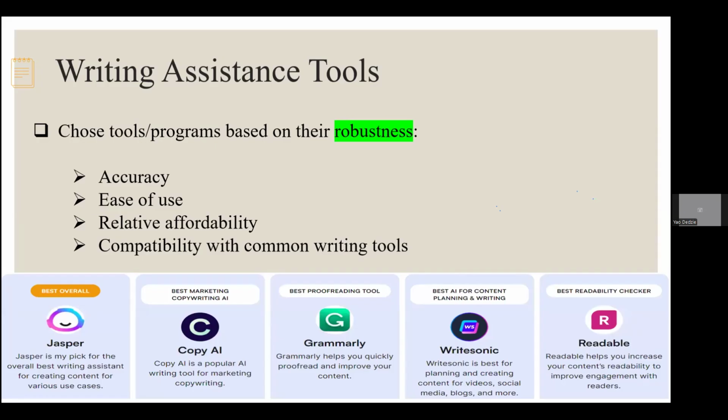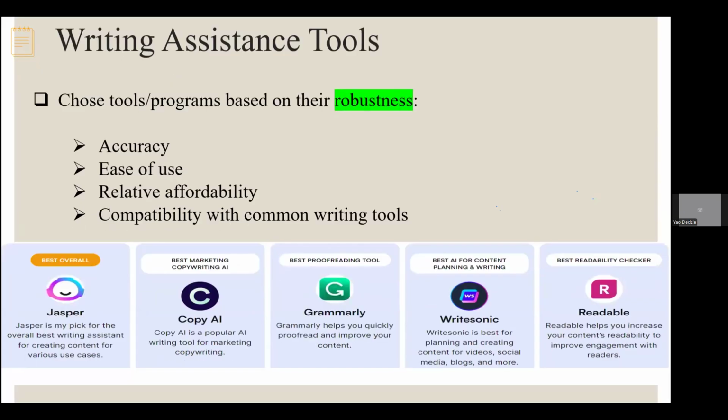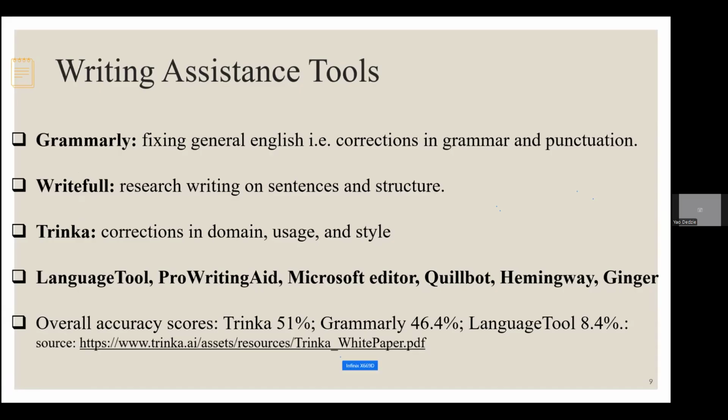So these are some of the tools we have. You can see it on your screen. We have Jasper, we have Copy AI, we have Grammarly, and then we have Readable. Picking them one by one, these are the common ones that we all know, or we all have in our system. So Grammarly, what does it do? Generally, it just fixes the English. It corrects grammar and punctuation, sentence structure, and corrects domain usage and style. And then there is Microsoft Editor, Qbolt, and then Ginger. So these are the common writing assistant tools we have.